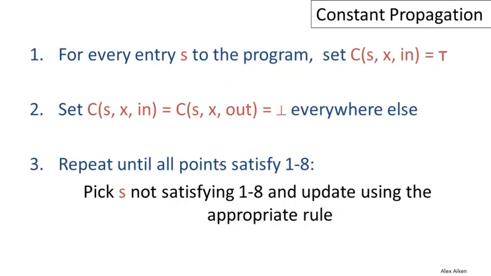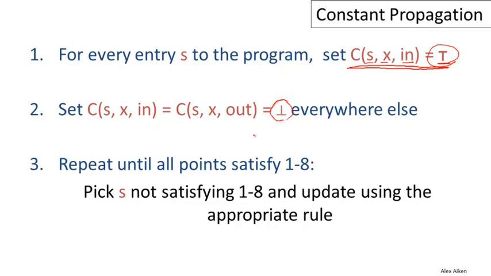Now we can put these rules together into an algorithm. For every entry point, for every entry statement to the program, we're going to say on entry that we don't know anything about the value of x. So the program point before that entry point, we're going to say that x has an unknown value, top. And then everywhere else, we're going to say that the value of x is bottom.